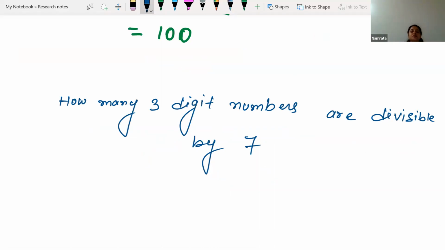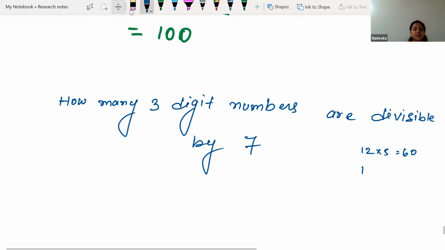Three-digit numbers divisible by 7. So if you think about the table of 7, 7 times 10 is 70, a two-digit number. Then 11 times, 12 times, 13 times, 14 times, 15 times. We have to check from where three-digit numbers start. If you know the table, that's why from the very beginning everyone used to say at least learn the table till 20. But it's okay if you have not learned, it's totally fine.